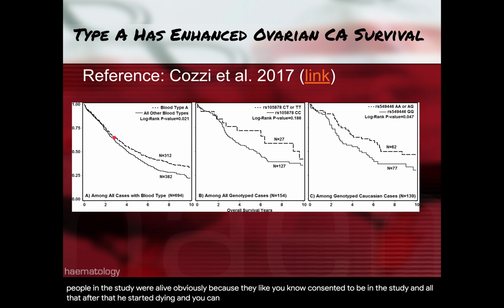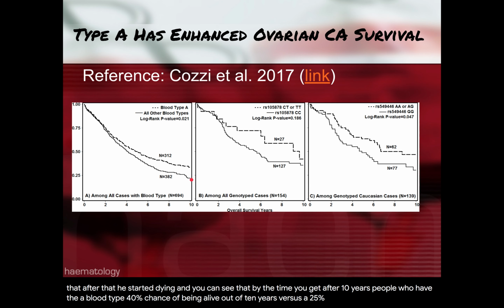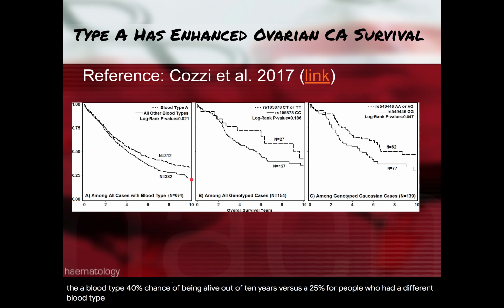And you can see that by the time you get out to 10 years, people who have the A blood type were still about, I don't know, maybe 40% chance of being alive out to 10 years versus like 25% for people who had a different blood type than the A blood type. That's a pretty big difference.